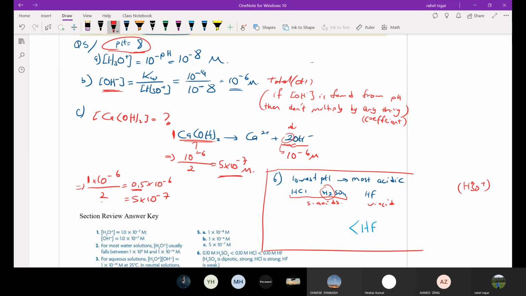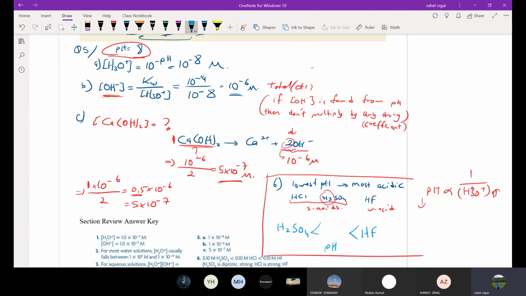H3O is inversely proportional to pH. So the more the H3O, the lower the pH. So between H2SO4 and HCl, which one has the lowest pH? Of course, H2SO4 has a lower. This is I'm talking about pH, not acidity. Sorry, not amount of H3O. And we're talking about pH. So HF has the highest pH. H2SO4 has the lowest pH, then HCl is in the middle.